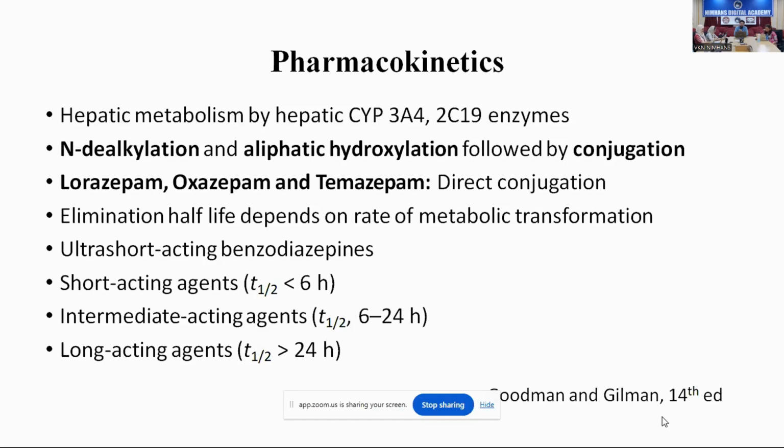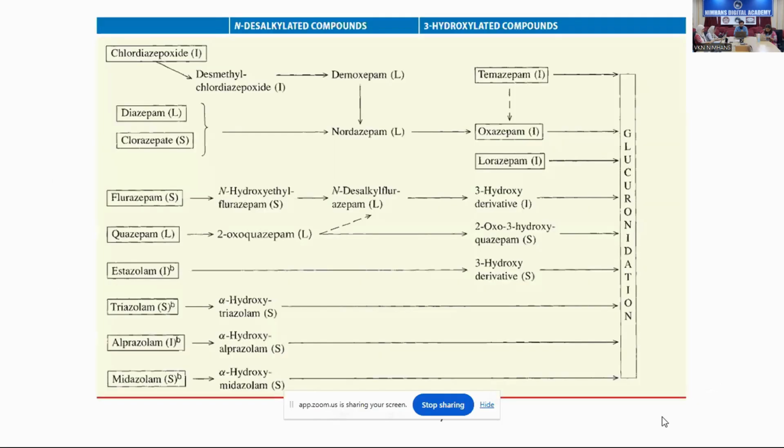Elimination half-life, again, depends on the rate of metabolic transformation. Most of the short-acting agents don't have any other active metabolite after that. Most of the intermediate and long-acting agents, such as your diazepam and chlordiazepoxide, have other active metabolites in the form of oxazepam and other things. So that's why they have higher half-lives.